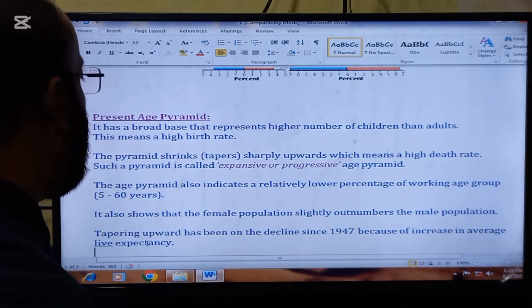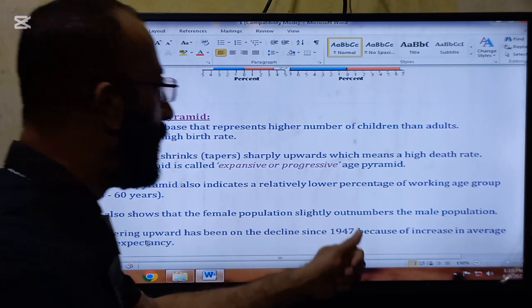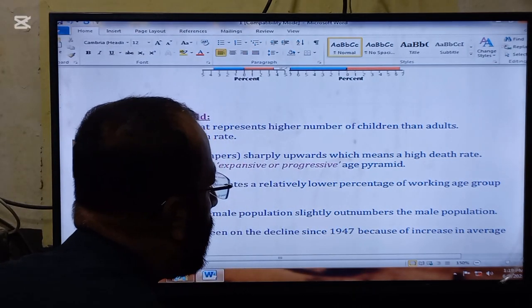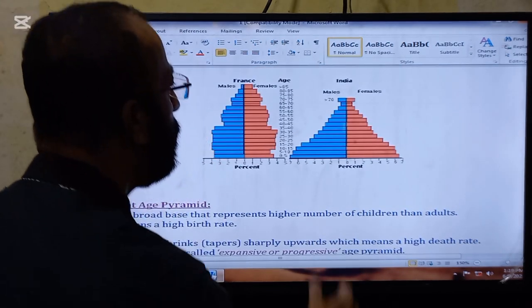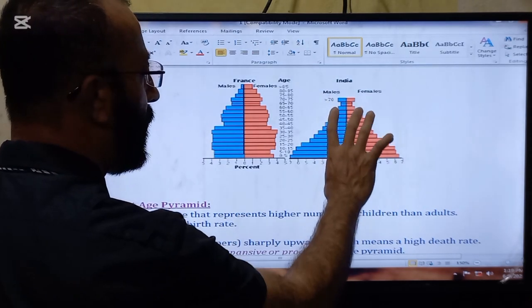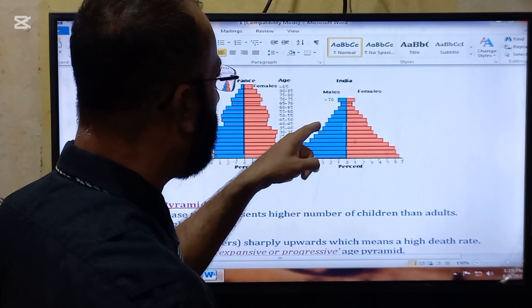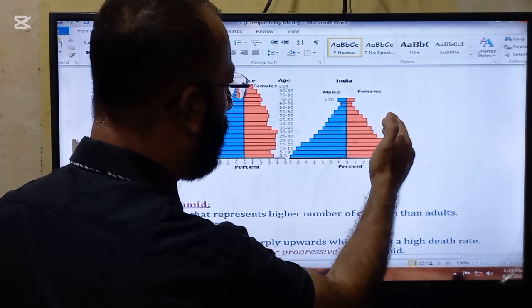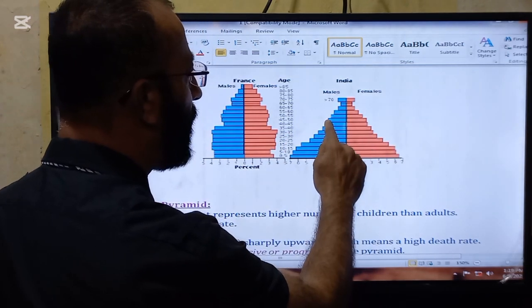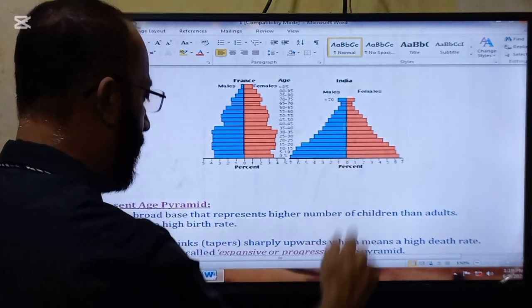It also shows that the female population slightly outnumbers the male population. So if you look at the population structure of India, here the female population slightly outnumbers the male. So we can see from here.